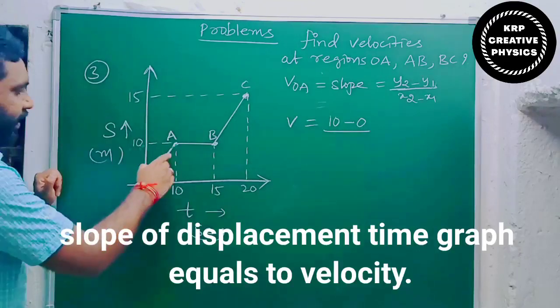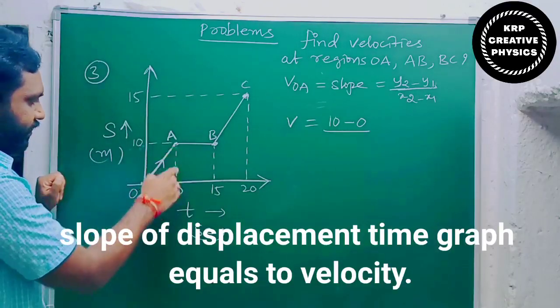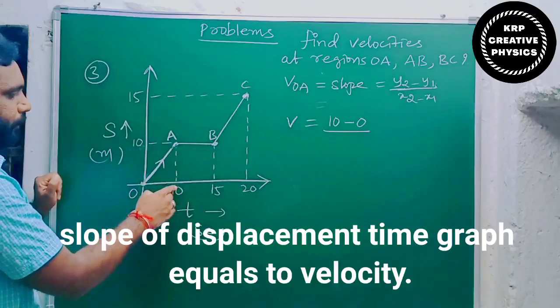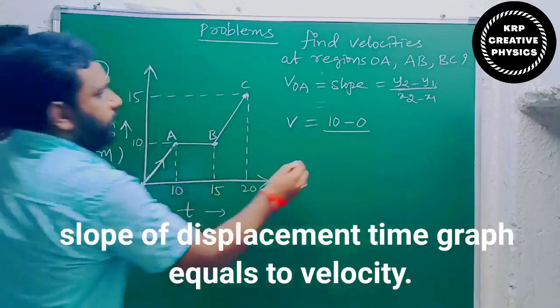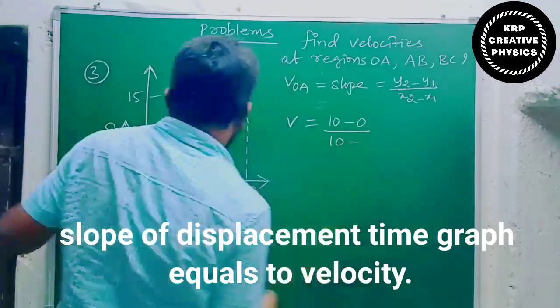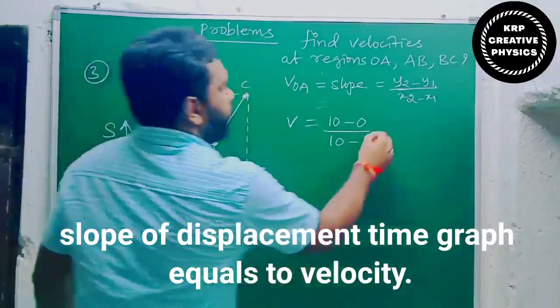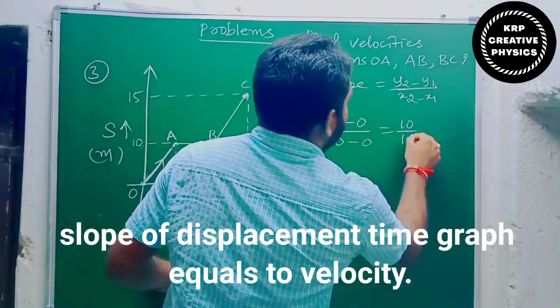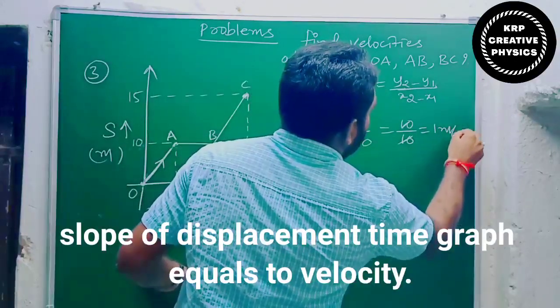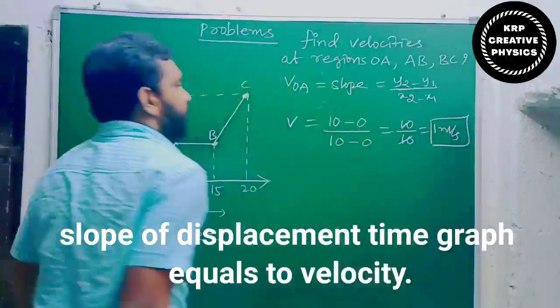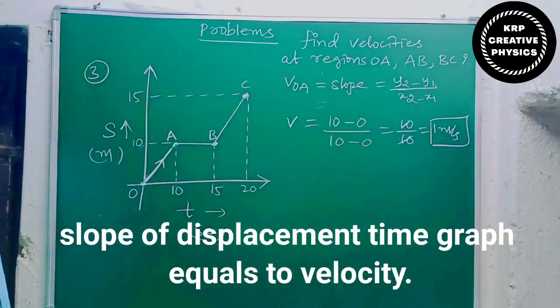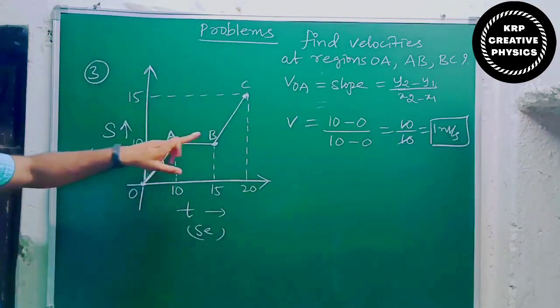Now x2 minus x1. For O to A, x2 means the final reading, so we need to take the reading at A. So here x2 is 10. What about x1? It is starting from 0. That's it. So here what do we get? 10 by 10, 1 meter per second. So this is the velocity from O to A. From O to A, velocity is nothing but 1 meter per second.